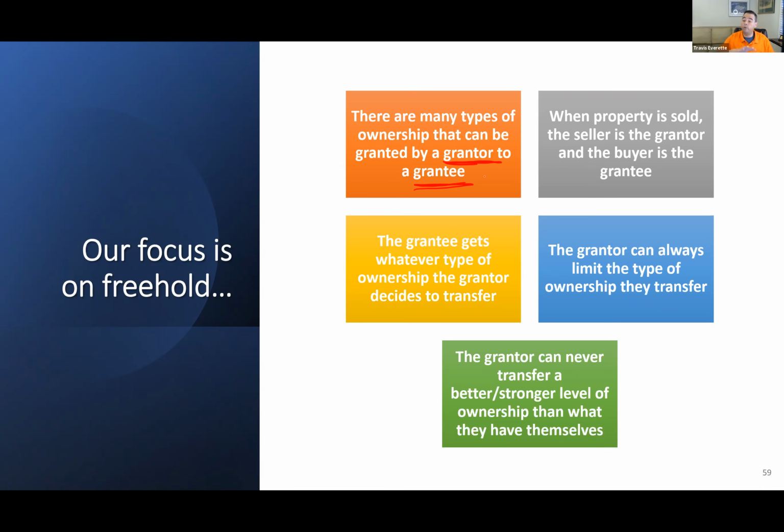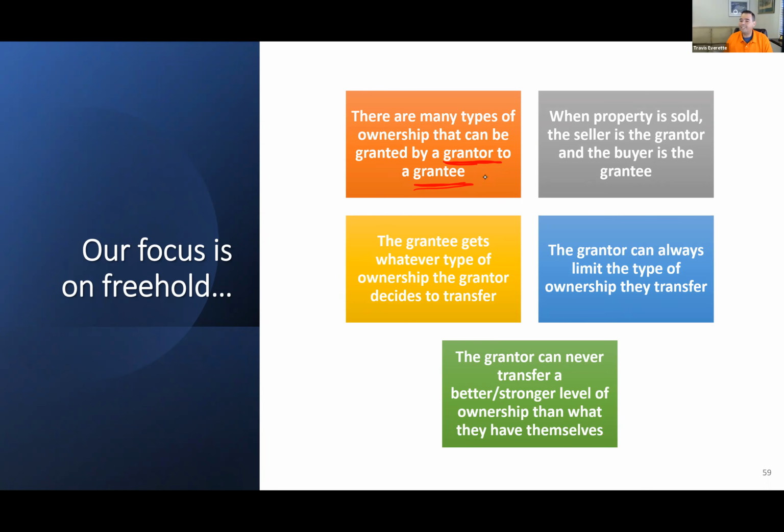Now, why do we call them grantor, grantee instead of buyer and seller? Because the truth is not every transaction is a sale, right? So most of them are. And if we're talking about a sale transaction, who would the seller be? Would the seller be the grantor or the grantee? Grantor. And the buyer would be the grantee.